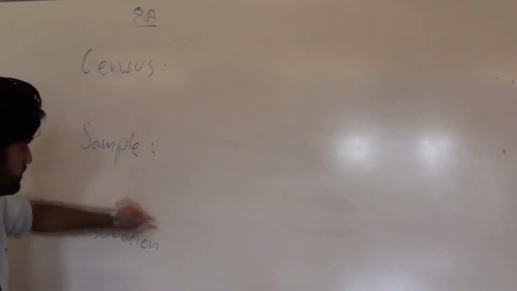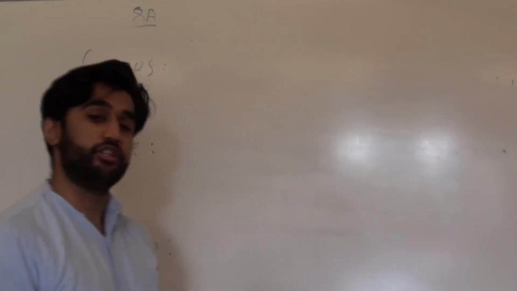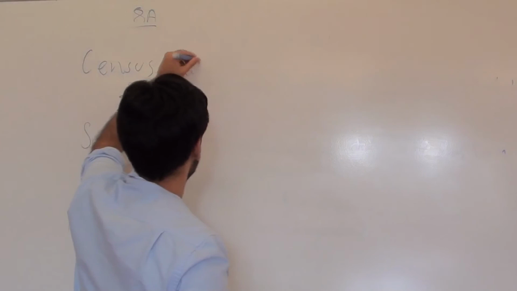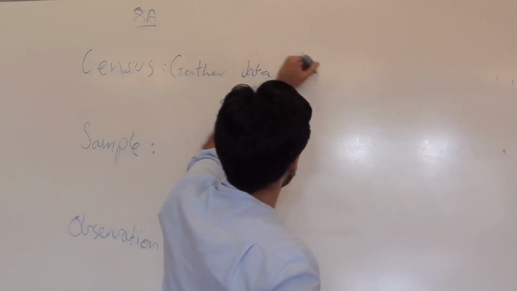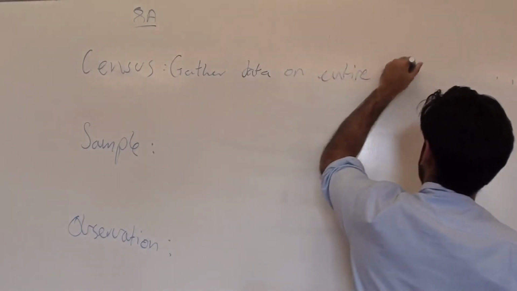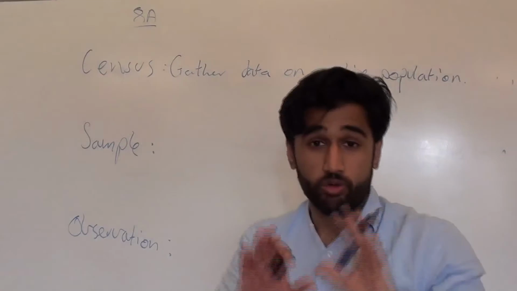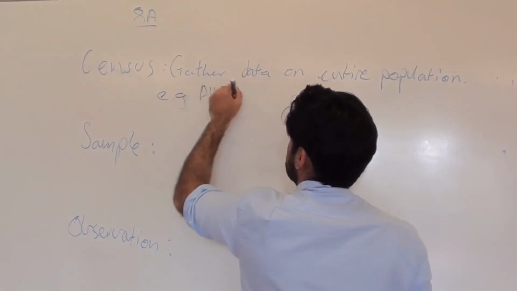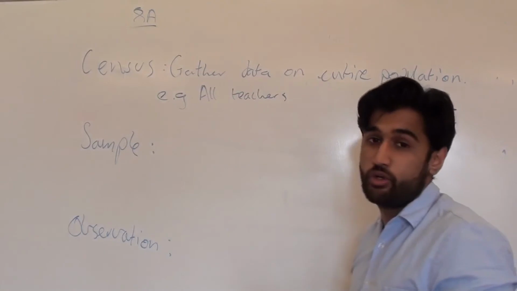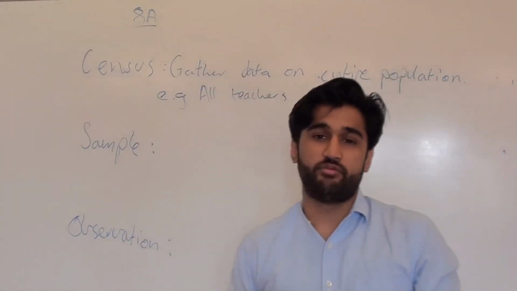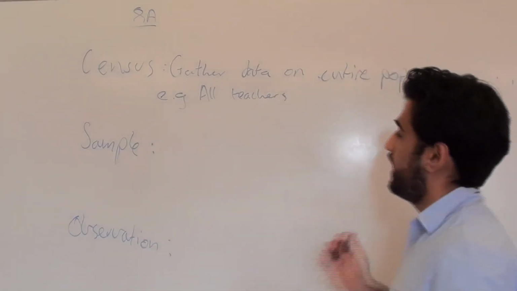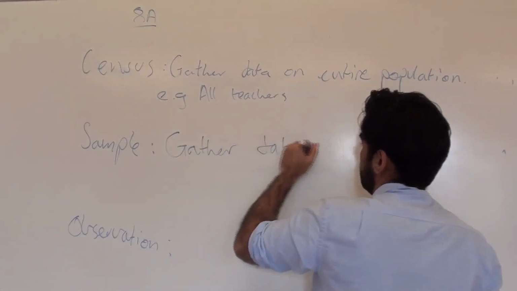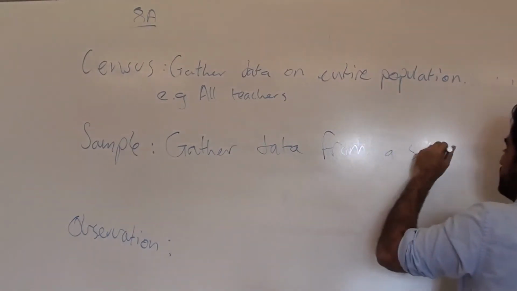Census. This is where the whole population that you're looking at is asked. We gather data on the entire population. So if I'm asking all the teachers in Moana how many marshmallows will fit in your mouth, that would be all teachers. That means Miss Laidlaw, Mr. McMillan, Mr. Jard, Mr. Wetherill, everybody.